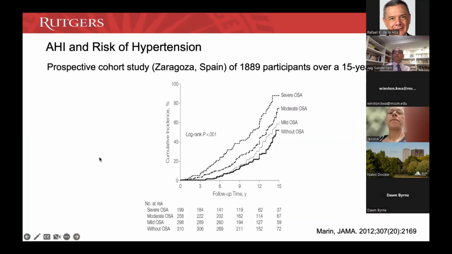Now, similarly, from Spain, there was data that showed that when you followed patients over time for almost 15 years, compared to those without sleep apnea, the cumulative incidence of hypertension kept increasing depending on the severity of their OSA based on the AHI, with the most severe OSA patients having a very high risk of developing hypertension.